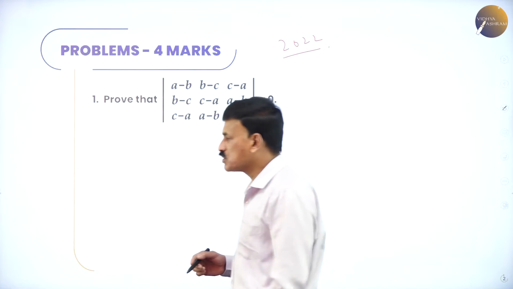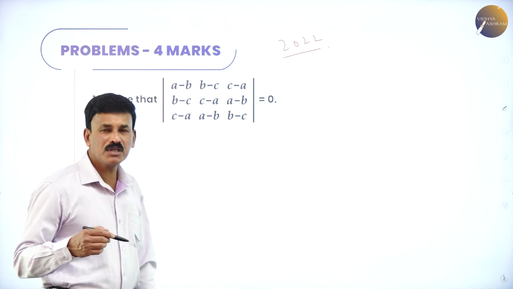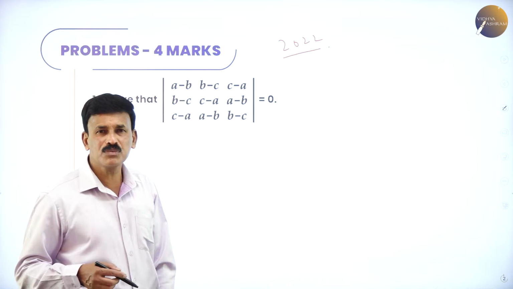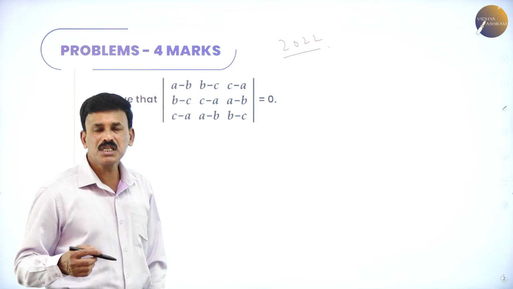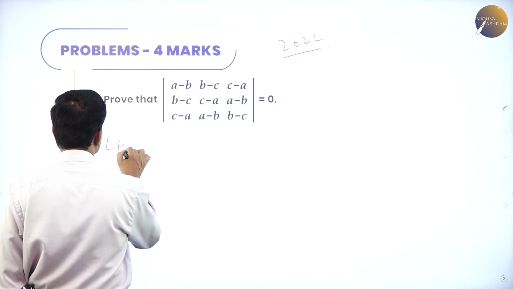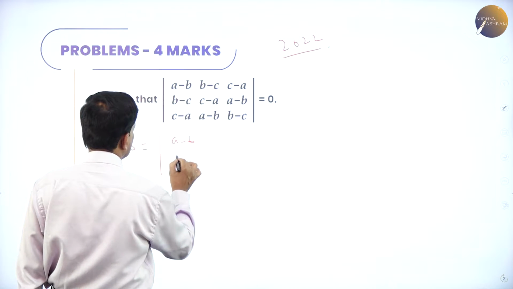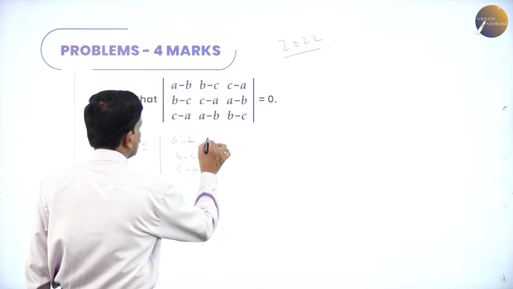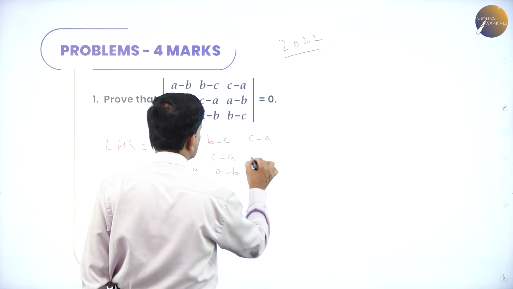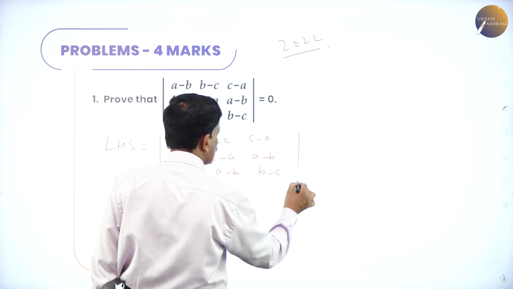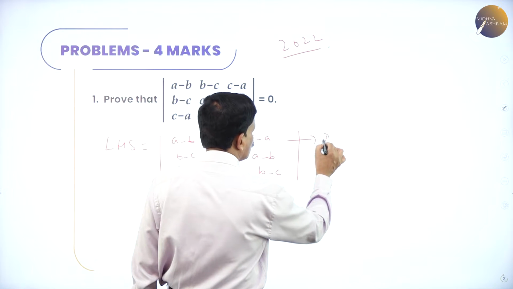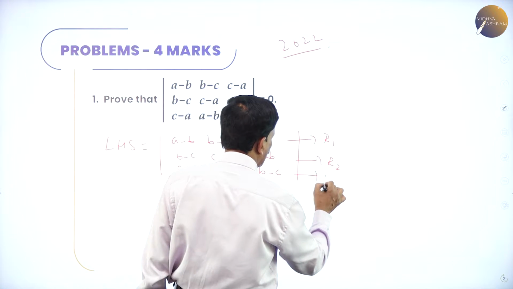Now you have to convert this in such a way that if all the elements in a row or column are zeros, if any 2 rows or 2 columns are identical, if all the elements above or below the principal diagonal are zeros, using the property we can straight away evaluate the answer. Now let us consider the LHS. LHS: A minus B, B minus C, C minus A; B minus C, C minus A, A minus B; again C minus A, A minus B and B minus C. Let us call this row 1, this row 2 and row 3.